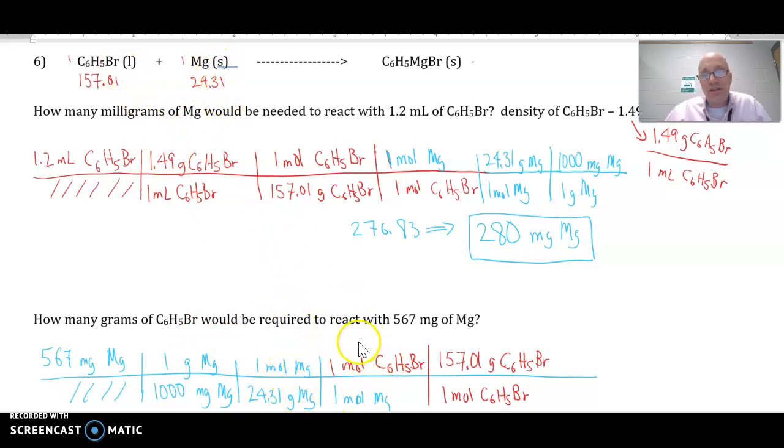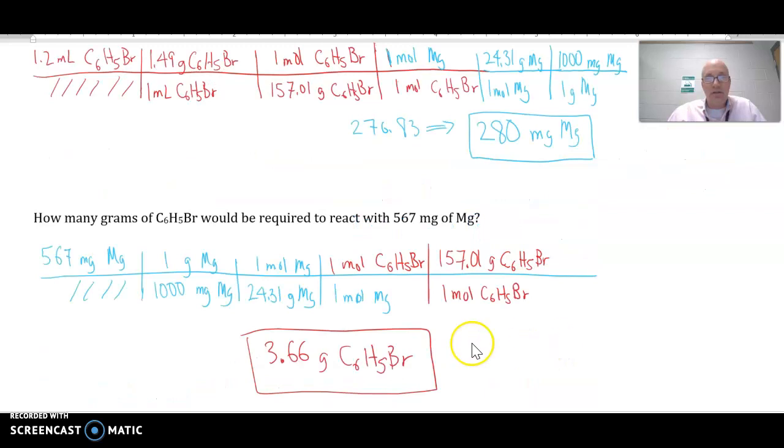All right, I'm now set up to use the glue relationship, 1 mole of this per 1 mole of this right here. And then I'm set up to use the molar mass of this chemical right here in the final step. All right, and then just putting that in your calculator, you get 3.66 grams of that chemical.